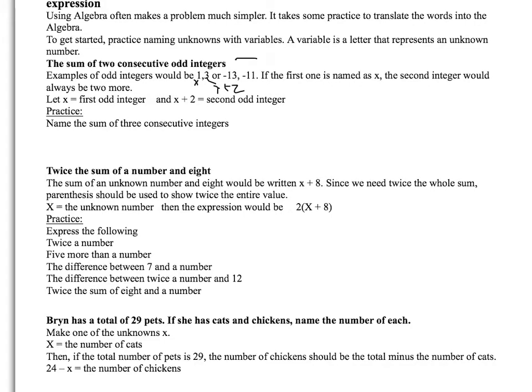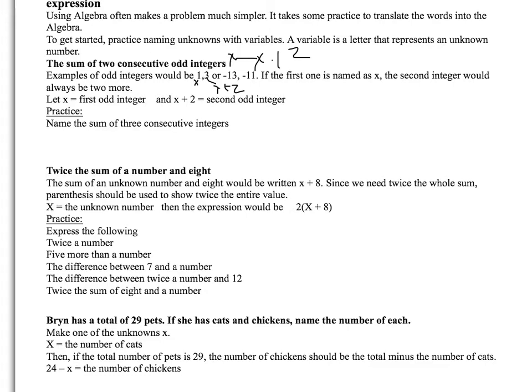Same thing with this negative 13 and negative 11. Those are consecutive odd integers. If that one's x, how do we get from negative 13 to negative 11? Add 2, so the next one is x plus 2. So now we're going to do a little bit of practice here.